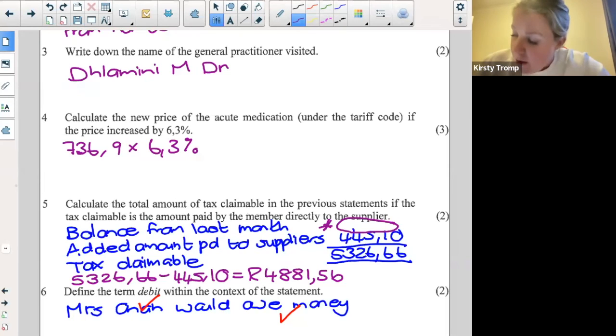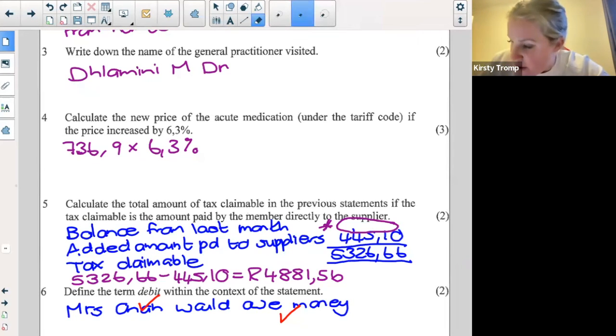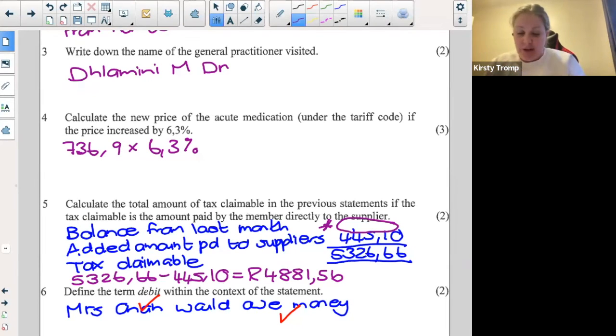Okay. All right. So when you do that, you are left with an answer of, let me go do it on my calculator again quickly. So 736.9 times by 6.3%, it gives you 46.4247. All right, now that has increased by that amount. It hasn't increased to that amount or something like that.